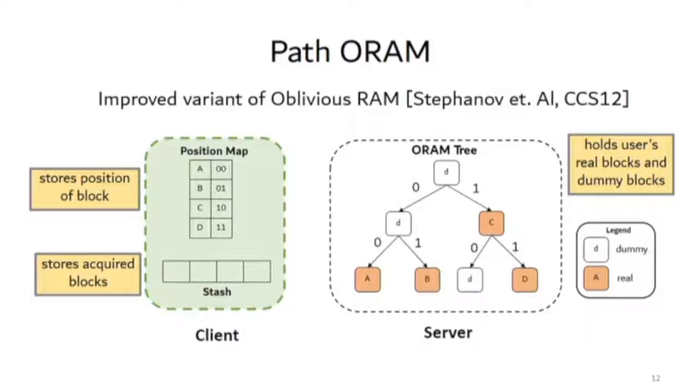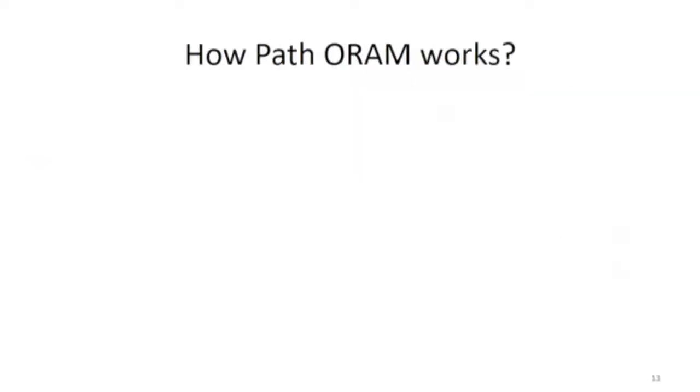So this stash is just a very small memory region where you're just going to store the blocks that you're going to access from the server. So let's have a look at how PathORAM actually works. Let's say your goal is to access block A.